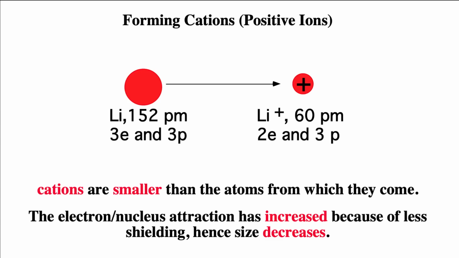Now, if we think about forming cations, which are positive ions, that means you have to remove an electron. Remember that electrons can cause shielding, and so if you remove an electron, you reduce the amount of shielding, and so the positive ions are always going to be smaller than the atom that it came from.